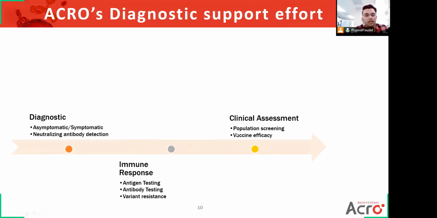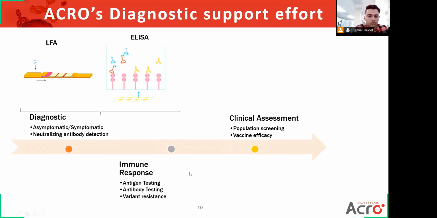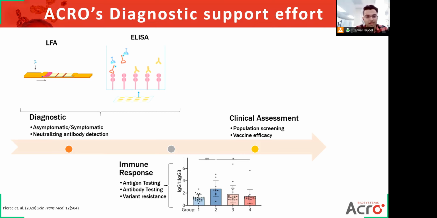ACRO's support for diagnostic development effort consists of antigen and antibody detection using LFA and ELISA methods, sensitive enough for asymptomatic and symptomatic patient samples, and also for confirmation assays. In fact, we support immune response characterization with our antibody detection and antigen testing using our catalog of anti-N and anti-S antibodies. S1 protein was used to assess IgG subtype titers in hospitalized pediatric and adult patients in Sweden.